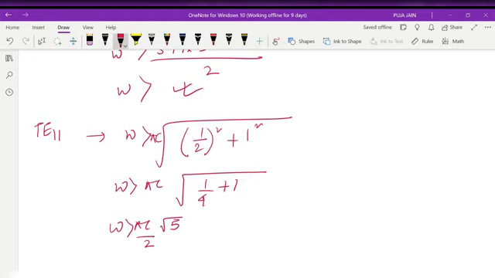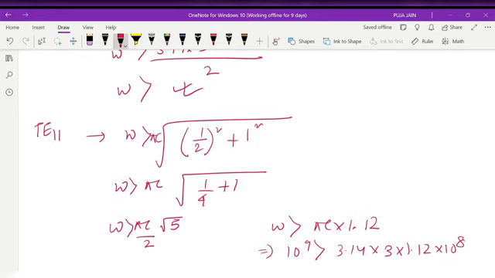Root 5 by 2, if we calculate, we are getting 1.11. Okay. So pi c into 1.12. So this is 10 to the power 9 and this is 3.14 into 3 into 1.12 into 10 to the power 8. So here omega is obviously not greater than this. So this option is wrong. So TE11 is not possible.